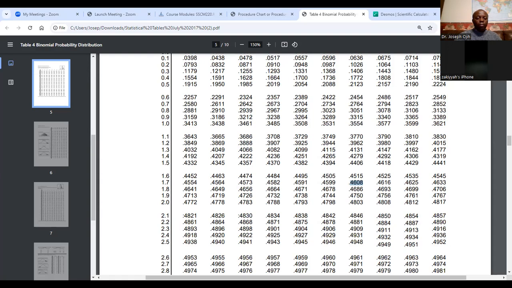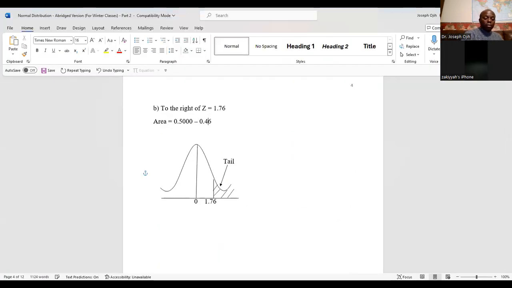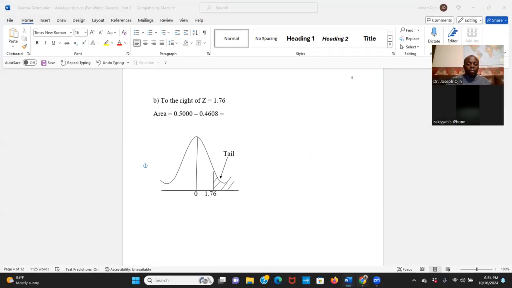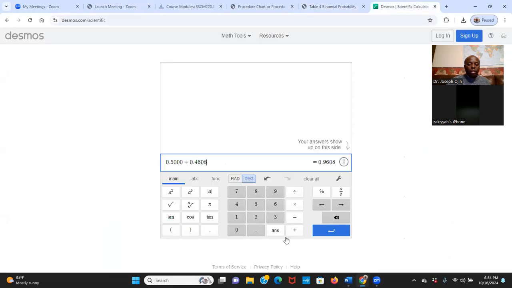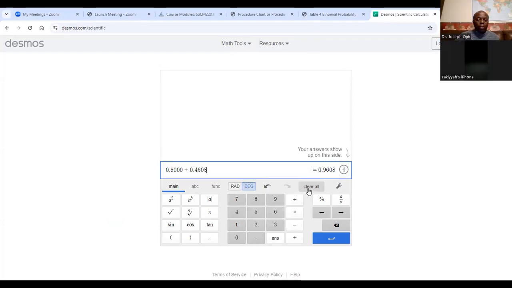So this time around, you're subtracting. 0.5 minus 0.4608. Now, we can do that in a calculator, the subtraction, I mean. So we have it here, the Desmos calculator. Let me share with you. So clear this. 0.5 minus 0.4608.